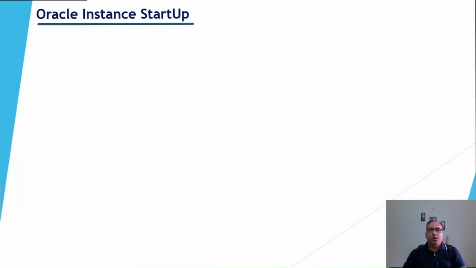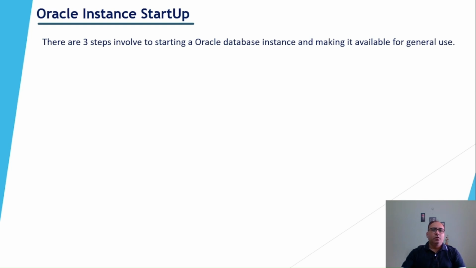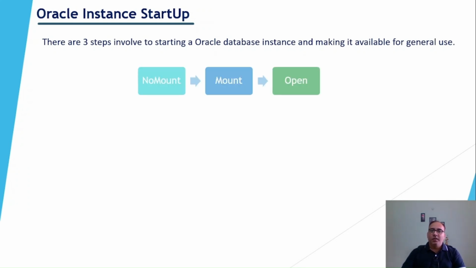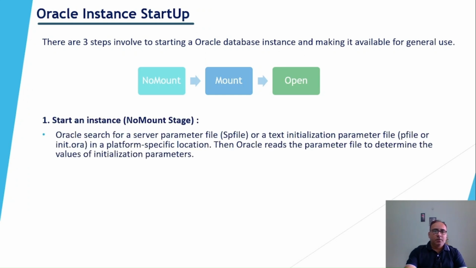So let's talk about Oracle instance startup. Basically, three steps are involved in order to start any sort of Oracle database instance: nomount, mount, and open. These are the three steps which are responsible for starting any sort of database. Let's try to understand all these steps in detail. The first one is start an instance, also called the nomount stage.